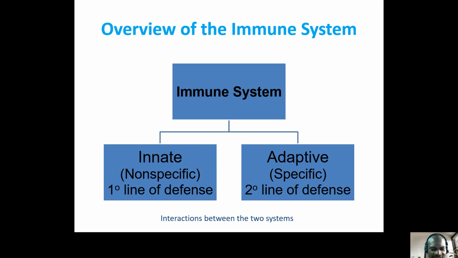We have the types of immunity. Immunity can either be innate immunity or adaptive immunity. Innate immunity is what I call the first line of defense, and I'm going to explain this. What is it that I mean when I say first line of defense? Innate immunity can also be called non-specific immunity. In fact, sometimes we also call it natural immunity. So natural immunity, innate immunity, or non-specific immunity.